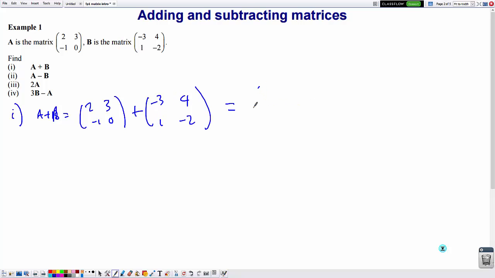Okay, so let's just do this addition. So 2 add minus 3 is minus 1. 3 add 4 is 7. Minus 1 add 1 is 0. And 0 add minus 2 is minus 2. And it's as easy as that.